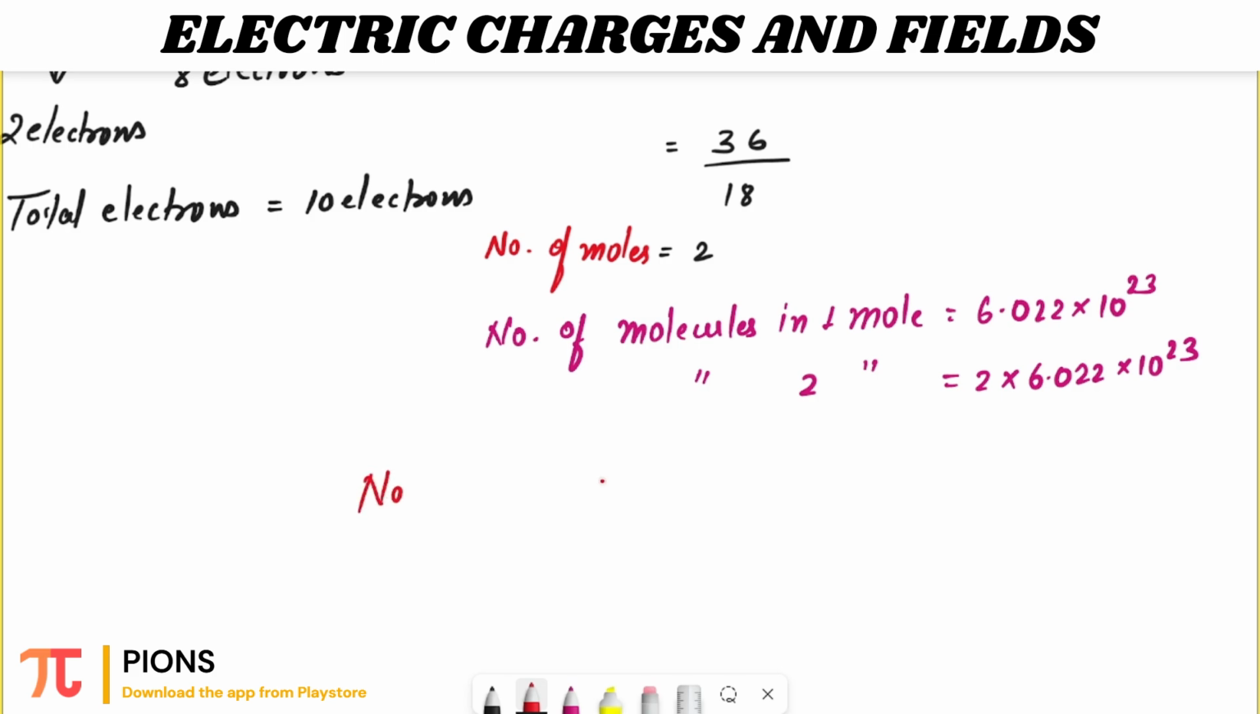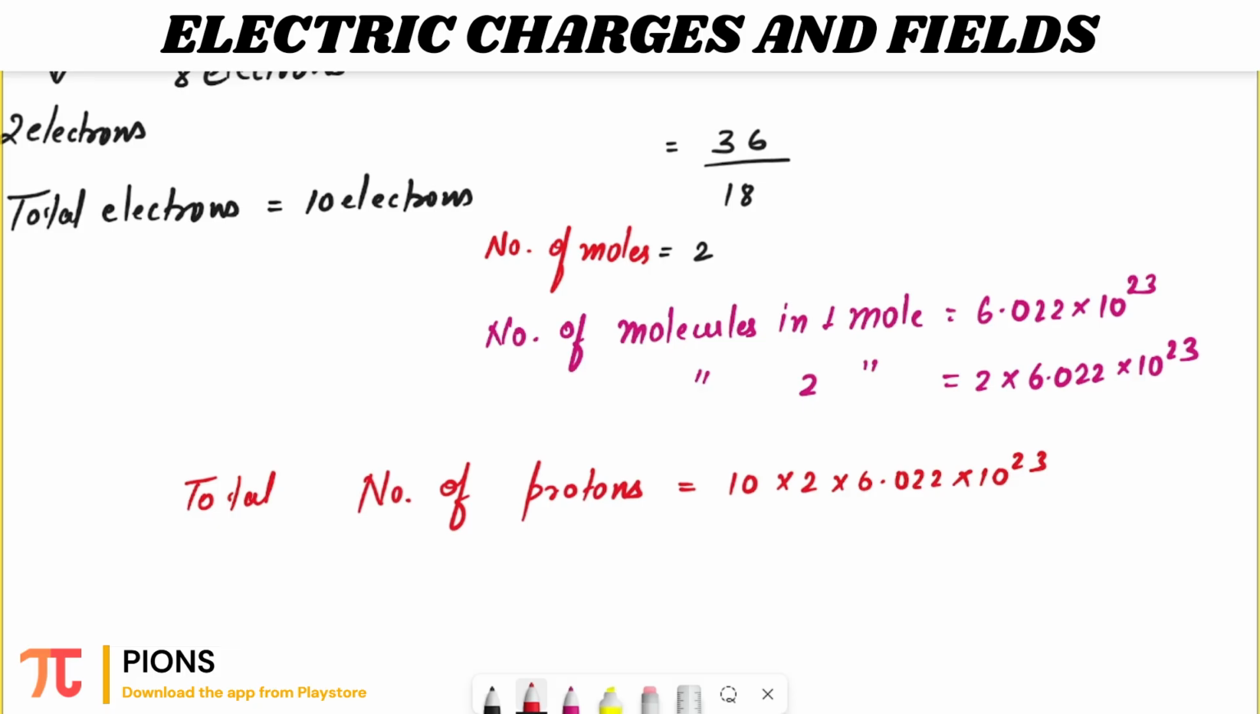So 10 only, because it's neutral. When you're drinking water, it's neutral, right? Because the number of electrons is equal to the number of protons. So the total number of protons present in these 2 moles will be 10 into 2 into 6.022 into 10 to the power 23. Now that we can solve later on. So this is the total number of protons.